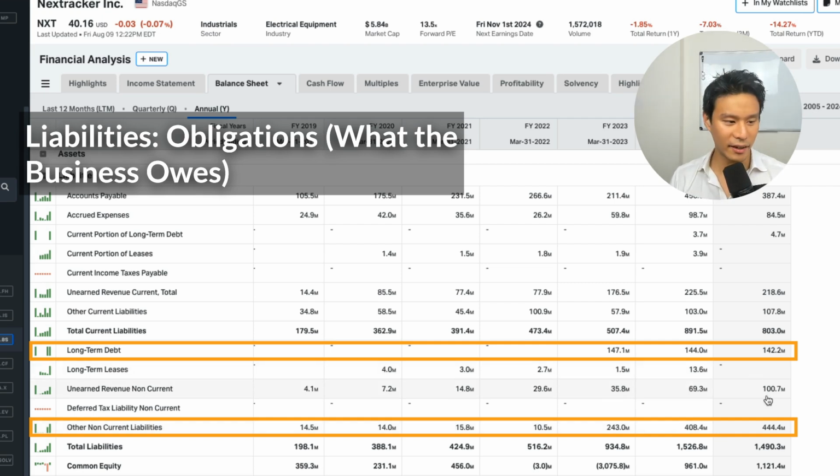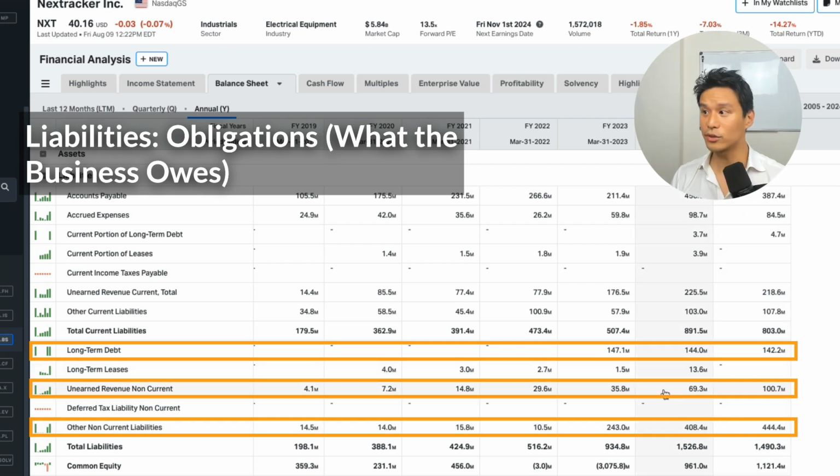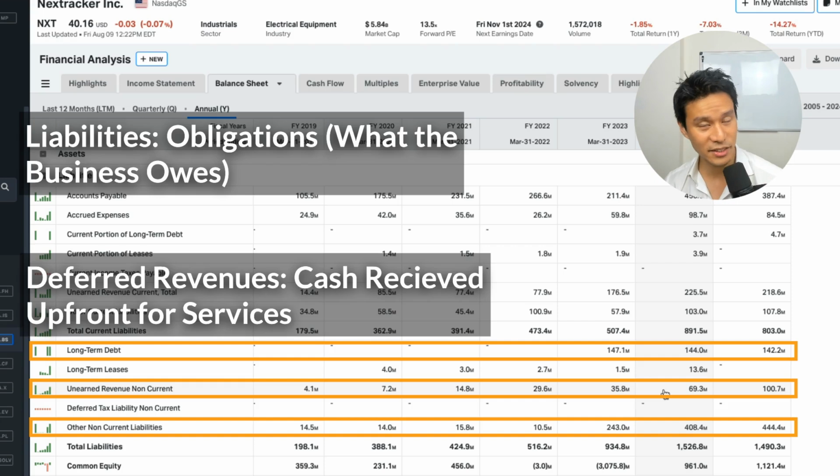I do see a big line over here for unearned revenue. So that's deferred revenue. Deferred revenue happens when you receive upfront cash payments for some kind of contract or service. And because you haven't delivered it yet, it represents a liability until you actually deliver it, and then it gets recorded as revenue. So that's usually a good thing to see, a lot of deferred revenue, because it just means the business is getting a lot of cash upfront for its own business. And that's great from a cash perspective.